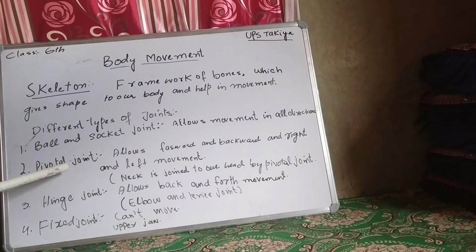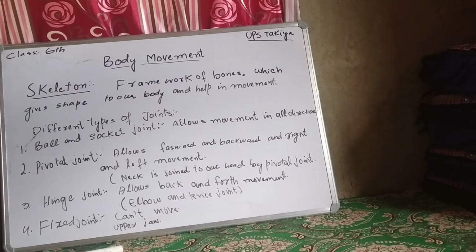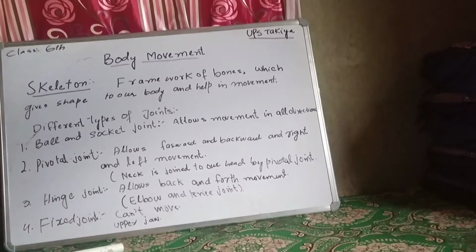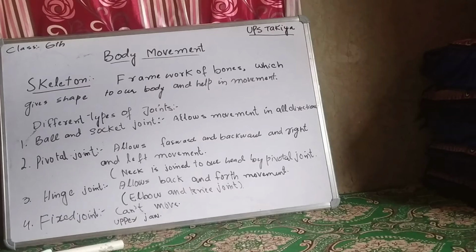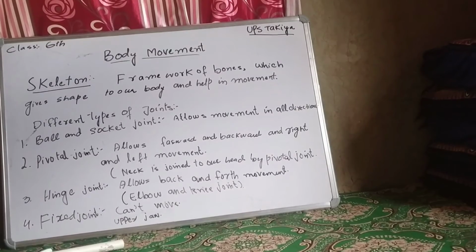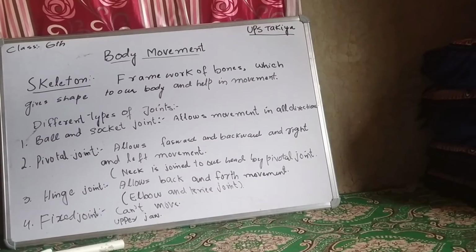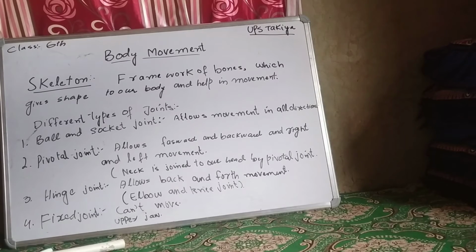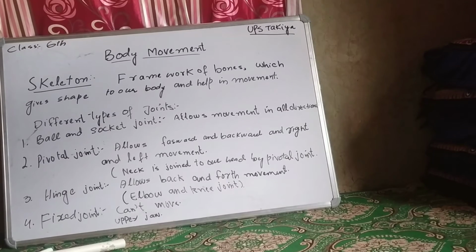The second one is pivotal joint. This joint is present in neck. Neck is joined to our head by this type of joint. It allows forward and backward movement, and right and left movement. We can move our head right to left and forward and backward. In pivotal joint, a cylindrical bone rotates in a ring.